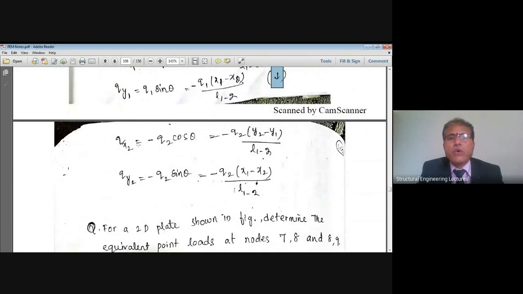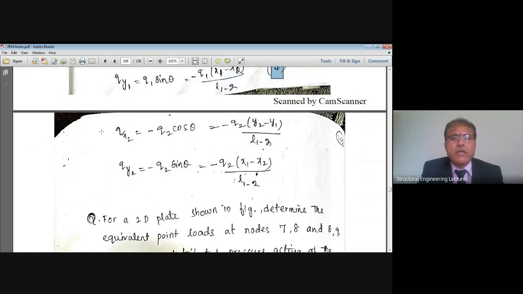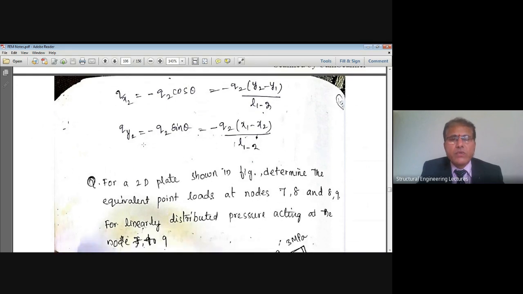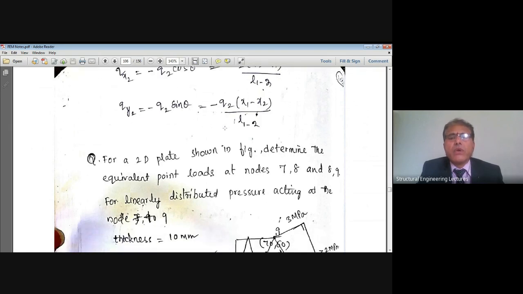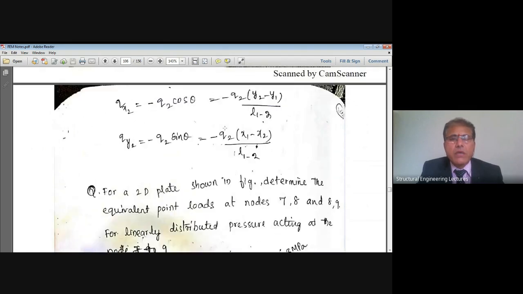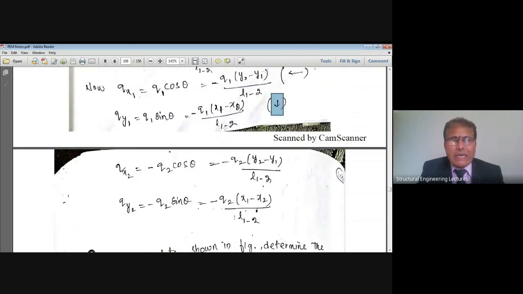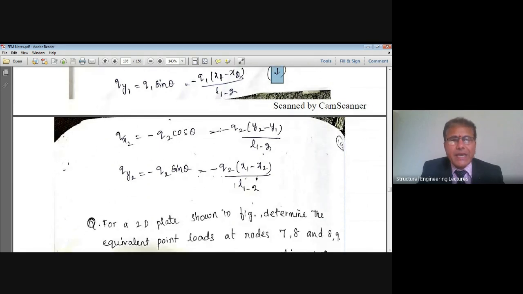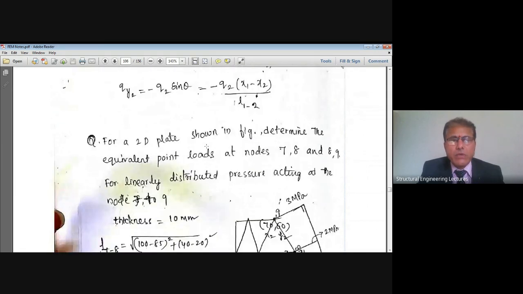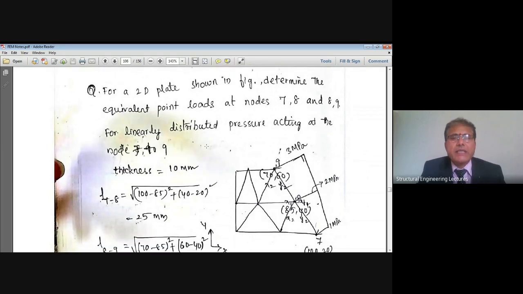Similarly, at the second node, you can write in a similar fashion that qx2 is equal to minus q2 cos theta, minus q2 multiplied by (y2 minus y1) divided by L12. Qy2 is equal to minus q2 multiplied by sin theta, is equal to minus q2 multiplied by (x1 minus x2) divided by L12. These are the components of the intensity of the traction force load that is acting at nodes 1 and 2 respectively. Students, I hope you're understanding this.